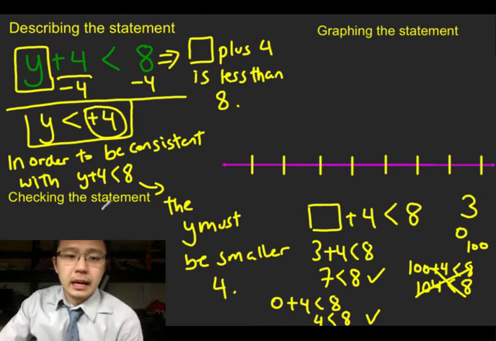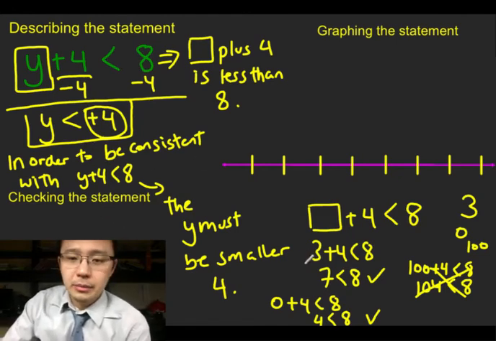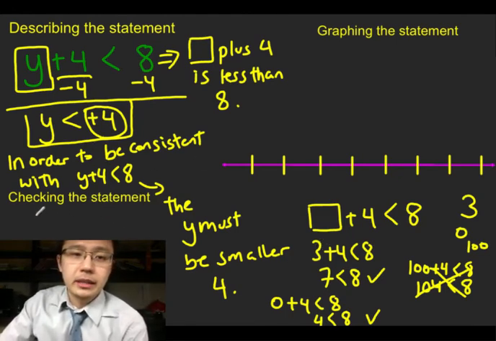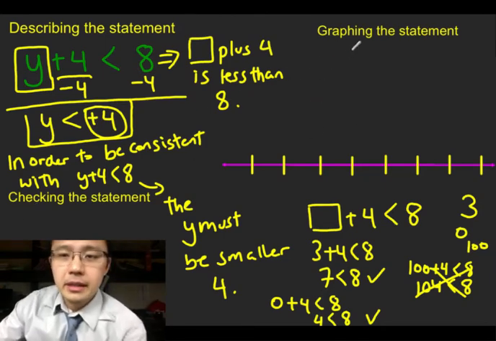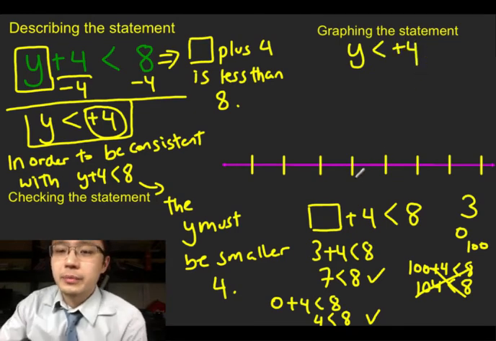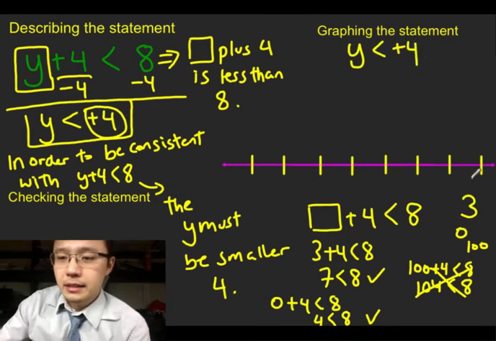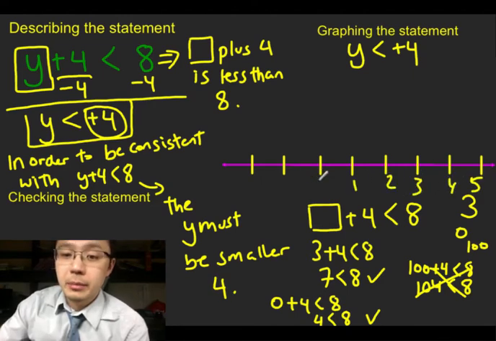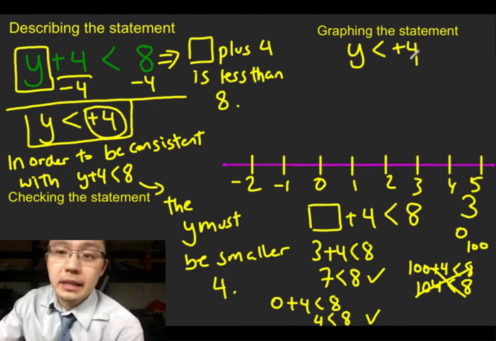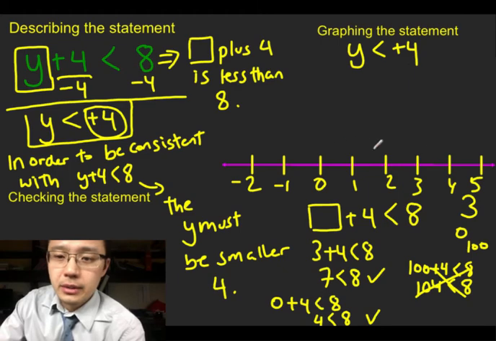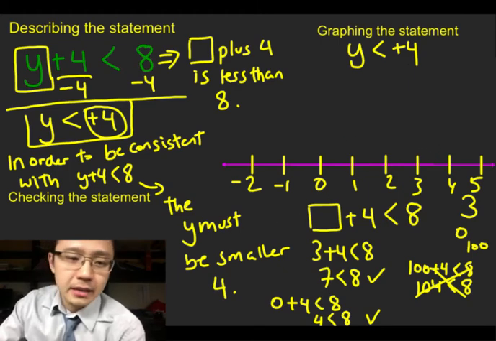Okay, so that's how you can check your statement. Basically what we did was we just plugged it in. So how do we graph the statement? Because this is y is less than positive 4. We're going to have, say this is my 5, 4, 3, 2, 1 on my number line, 0, -1, -2. This is saying that y has to be a number that's smaller than 4. So what's a number that's smaller than 4?